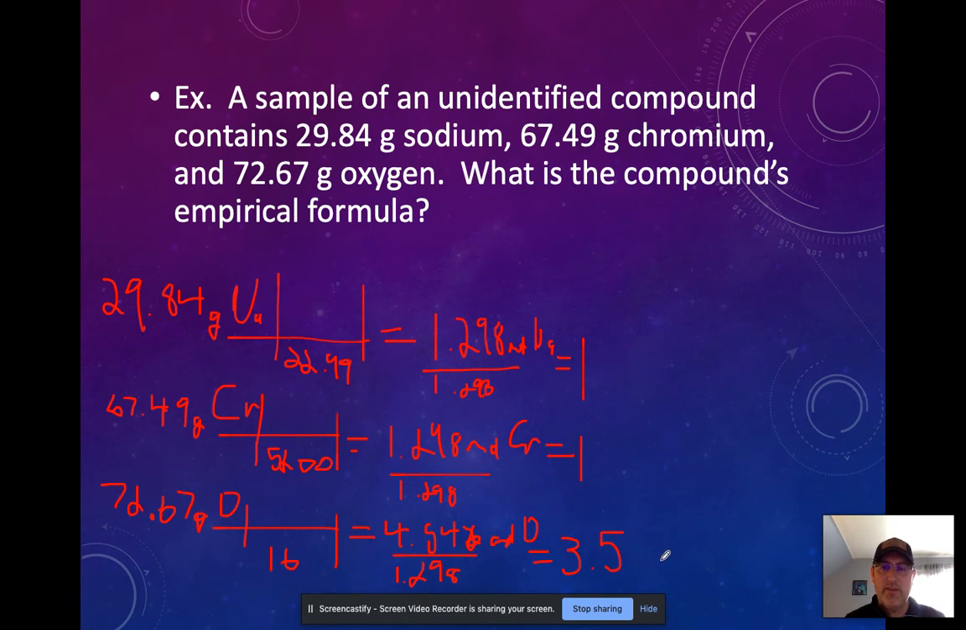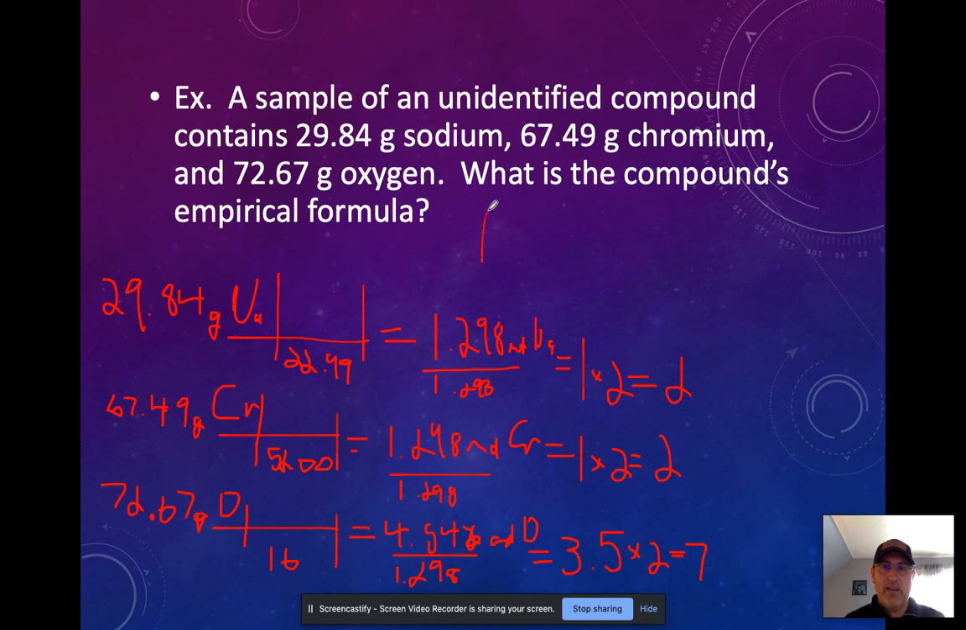I want to do one as an example. So we can't write the formula with 1, 1, and 3.5. We need whole numbers. So to make this a whole number, we have to multiply this by 2. If we multiply this by 2, we have to multiply this one by 2, and this one by 2. Okay, so then we get a set of whole numbers, because our mole ratios didn't come out to be exactly whole numbers. We have 2, 2, and 7, because we can't use 3.5.